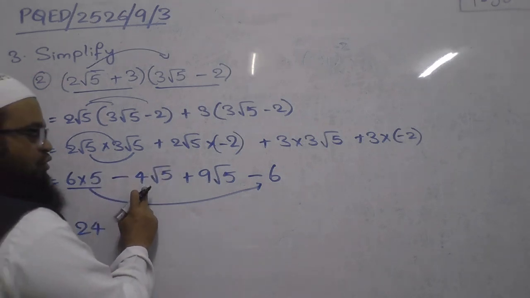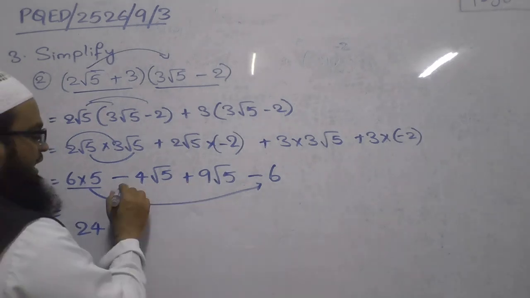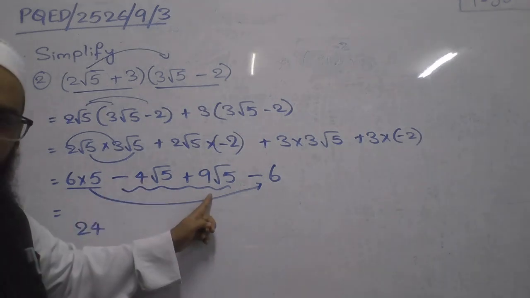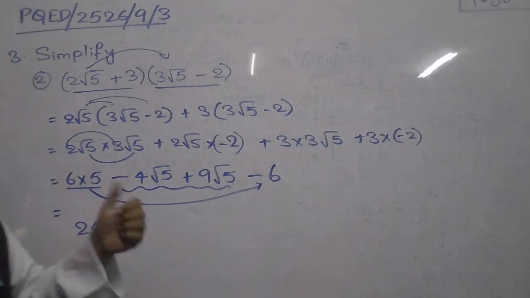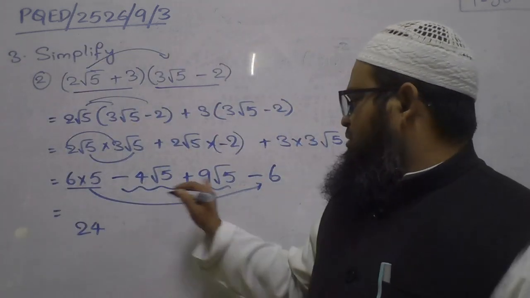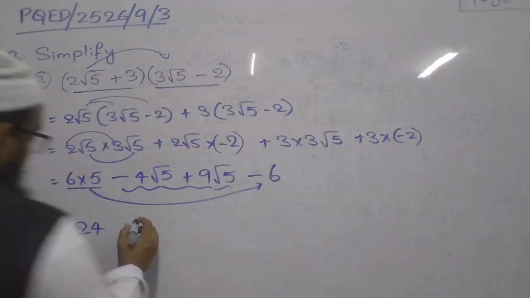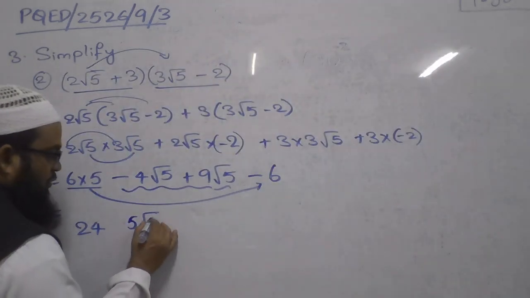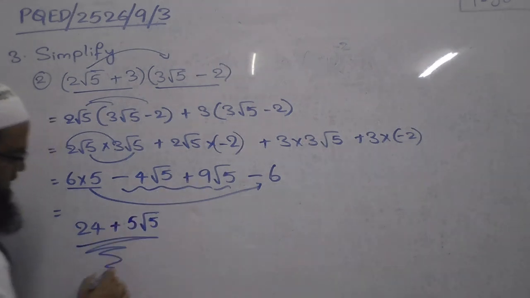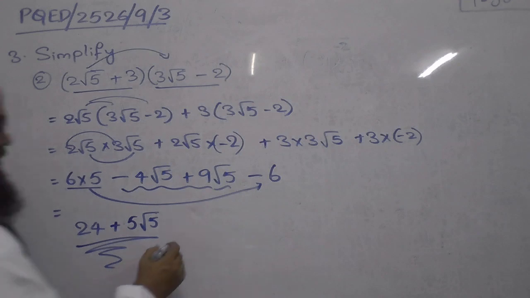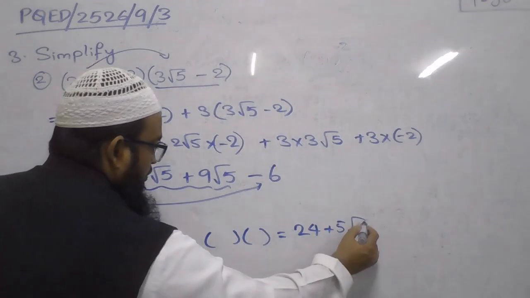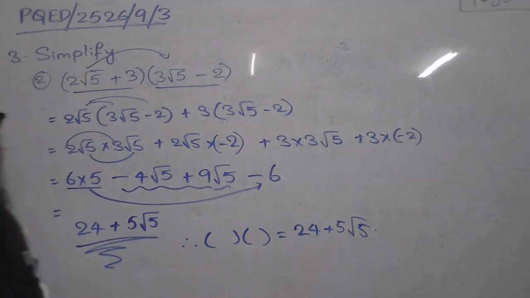And now minus 4 root 5 plus 9 root 5. These are like terms. So when they are like terms, what are you supposed to do? One is negative and another one is positive. So whenever you have one negative and one positive in addition, you have to subtract them. So 9 minus 4 is 5, so the answer is 5 root 5. What is the sign of the bigger number? Plus. So the answer is 24 plus 5 root 5. So what will you write? Therefore, this multiplied by this is equal to 24 plus 5 root 5. Got it, my dear students?